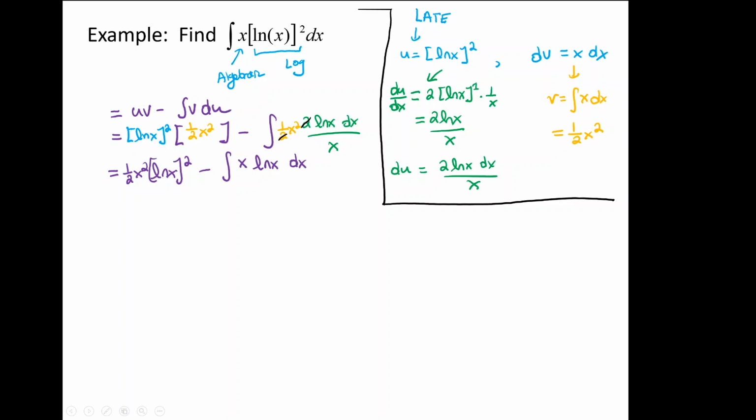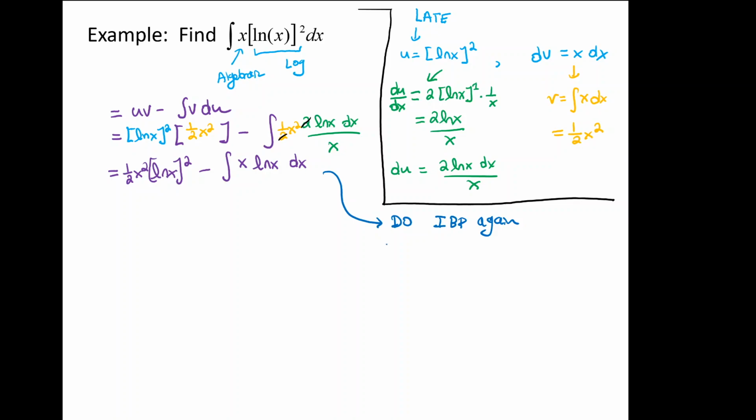This is not something you can solve by substitution. You can't do a substitution method without basically transforming it into a different integral that requires integration by parts. The LATE acronym. So we're going to do IBP again.